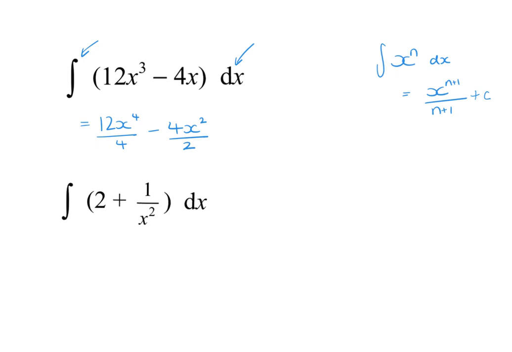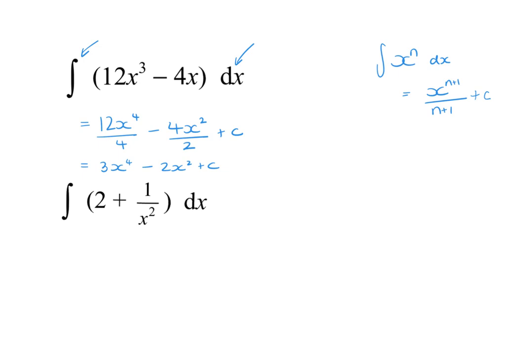Now, because this is an indefinite integral, we need to add a constant on the end. Now what we're going to do is just simplify. So for my first term, I've got 12 divided by 4. So this gives me 3x to the power of 4. And then for my second term, I've got 4 divided by 2. So I've got 2x squared plus c.